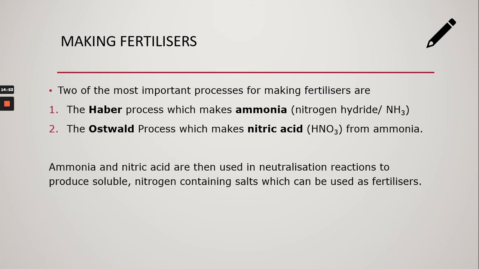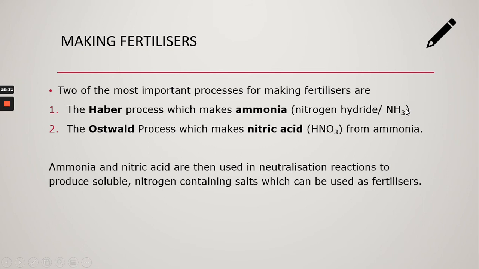And the two processes that we use for making fertilisers in the chemical industry are the Haber process, which makes ammonia. So ammonia, you can see ammonia contains nitrogen here. Making ammonia is the main way in which we can get nitrogen out of the air and turn it into a usable form. So this is an extremely important process, the Haber process. And then we've also got something called the Ostwald process, which makes nitric acid. So again, it's a nitrogen containing compound. Nitrogen is a key nutrient for plants.